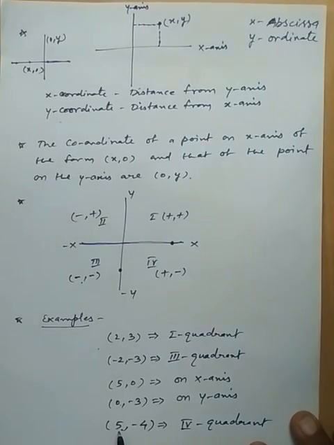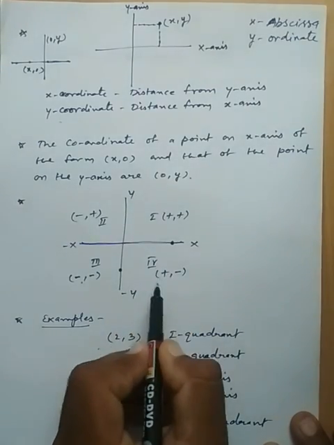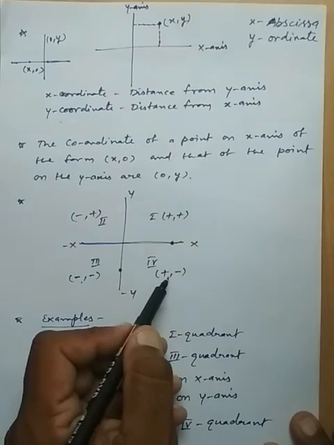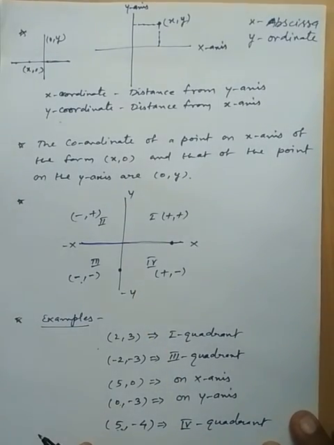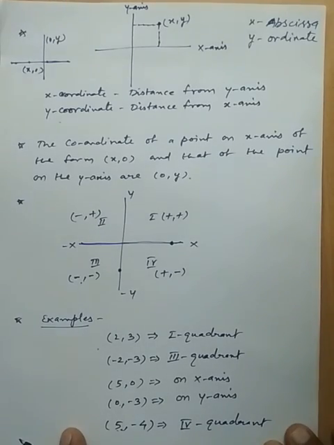And next, (5, -4). The x coordinate is positive and the y coordinate is negative, so plus-minus is lying in the fourth quadrant. So it is very helpful for finding the position of any point in a quadrant or on an axis. These are the basic things for this chapter. Next we will take some practice questions for this.